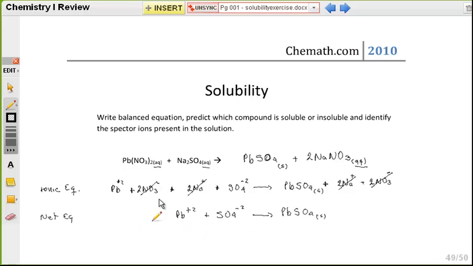Okay, so my spectator ions are those which we cancelled before. So we have those ones. My spectator ions are NO3 and Na. Those are the spectator ions. So spectator ions are those ions that do not take part in the reaction.